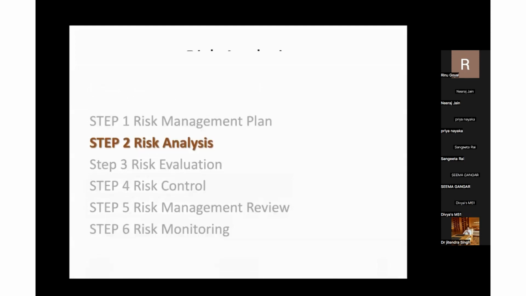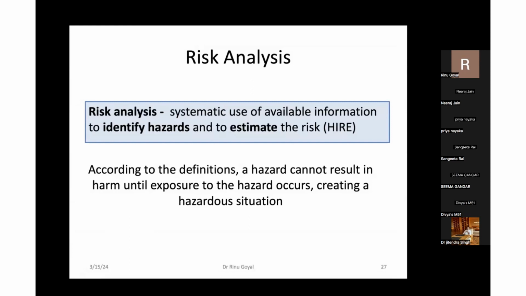Then comes step two, the risk analysis. What is risk analysis? I have told you, it is the systematic use of available information to identify hazard. What is the hazard? What is wrong there? And estimate the risk. We can say it higher. Identify hazard and estimate risk. It is risk analysis. It has been told that a hazard, if it is there, is not going to pose harm. It is the subsequent activities which impose harm. So the hazard itself is sitting there in the corner, but further activities have to be seen to prevent this hazard from resulting in harm.